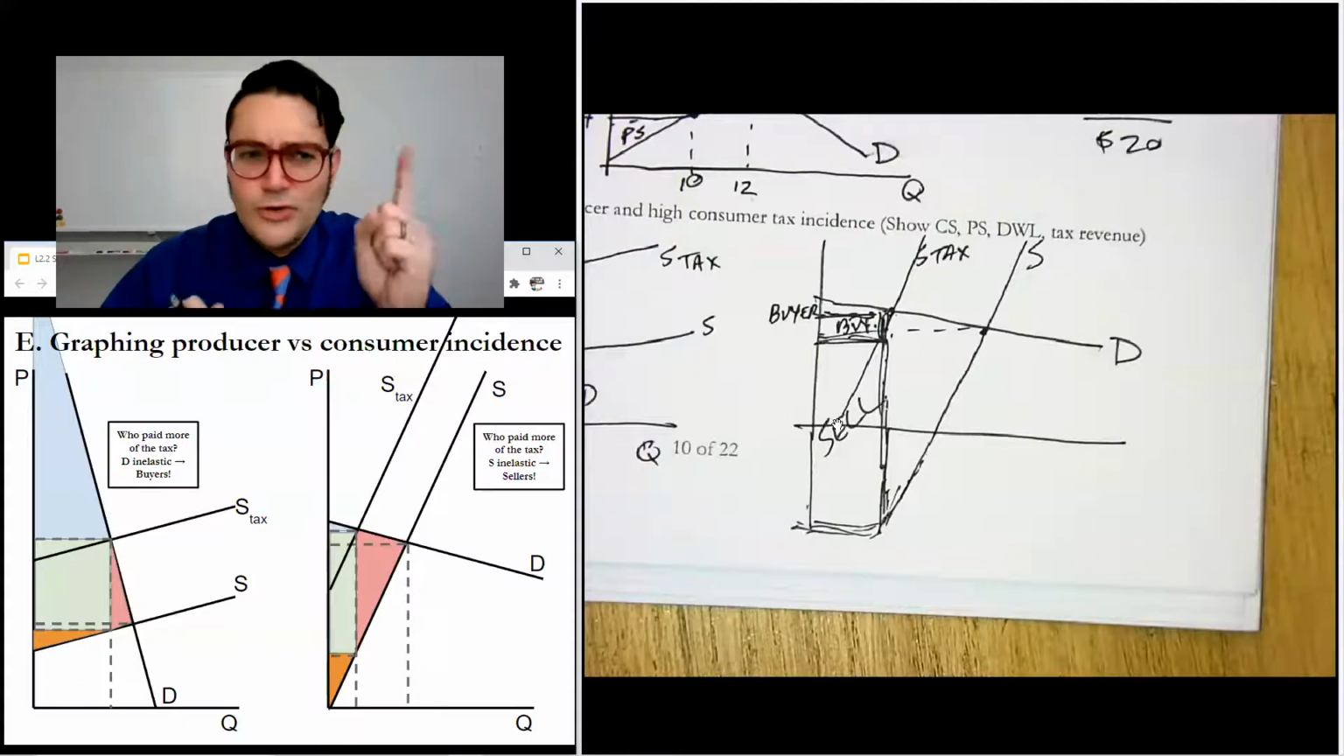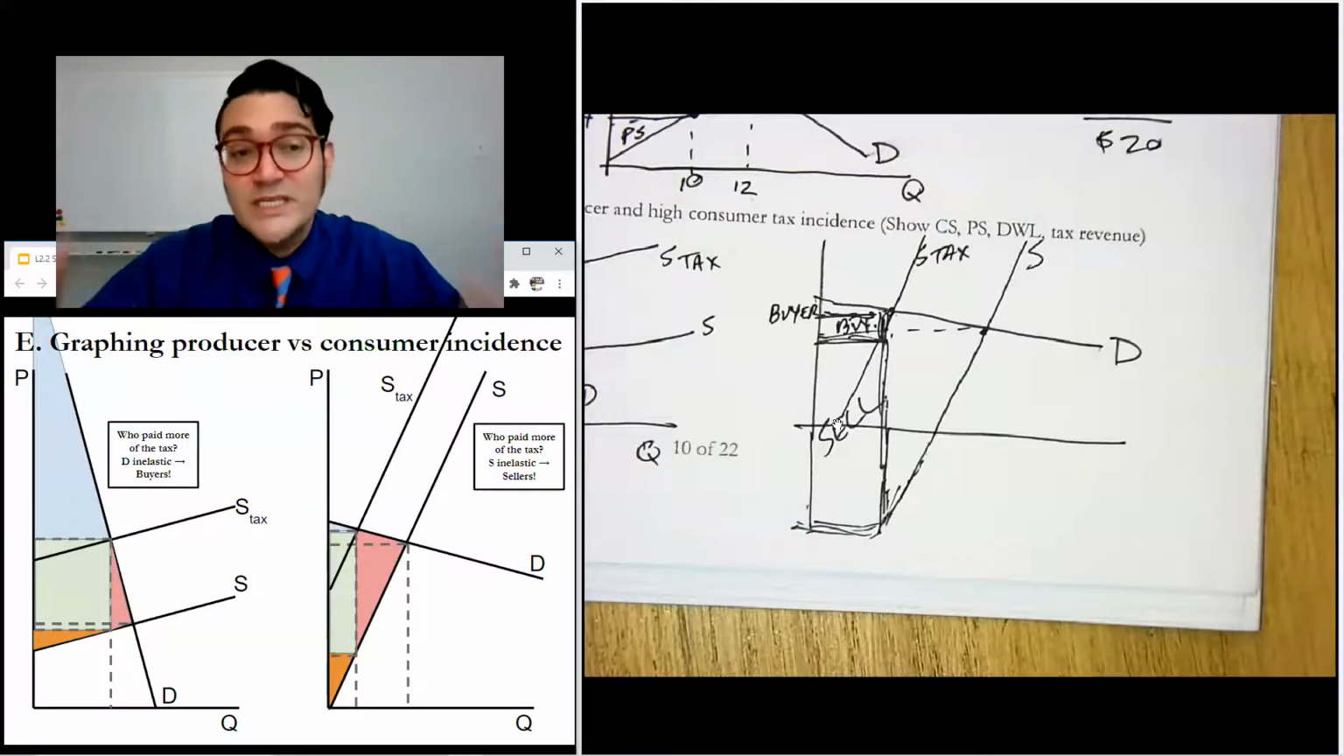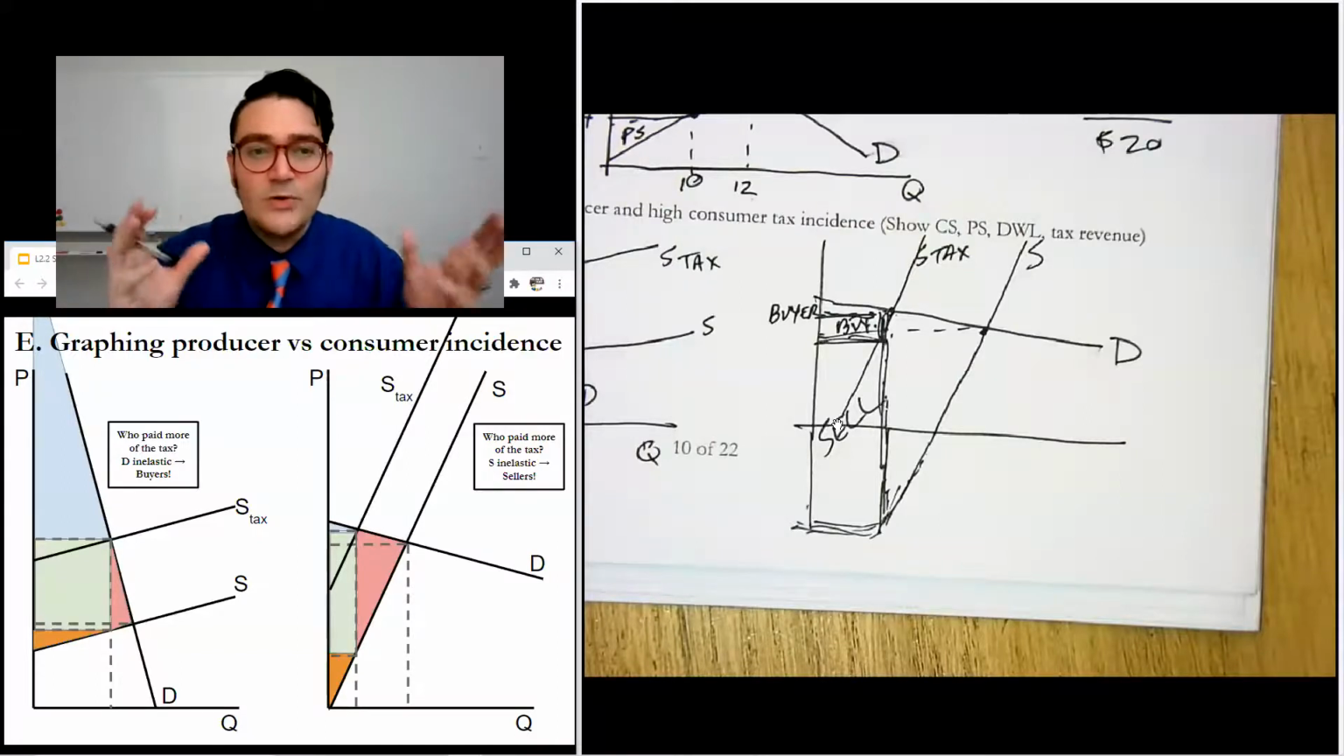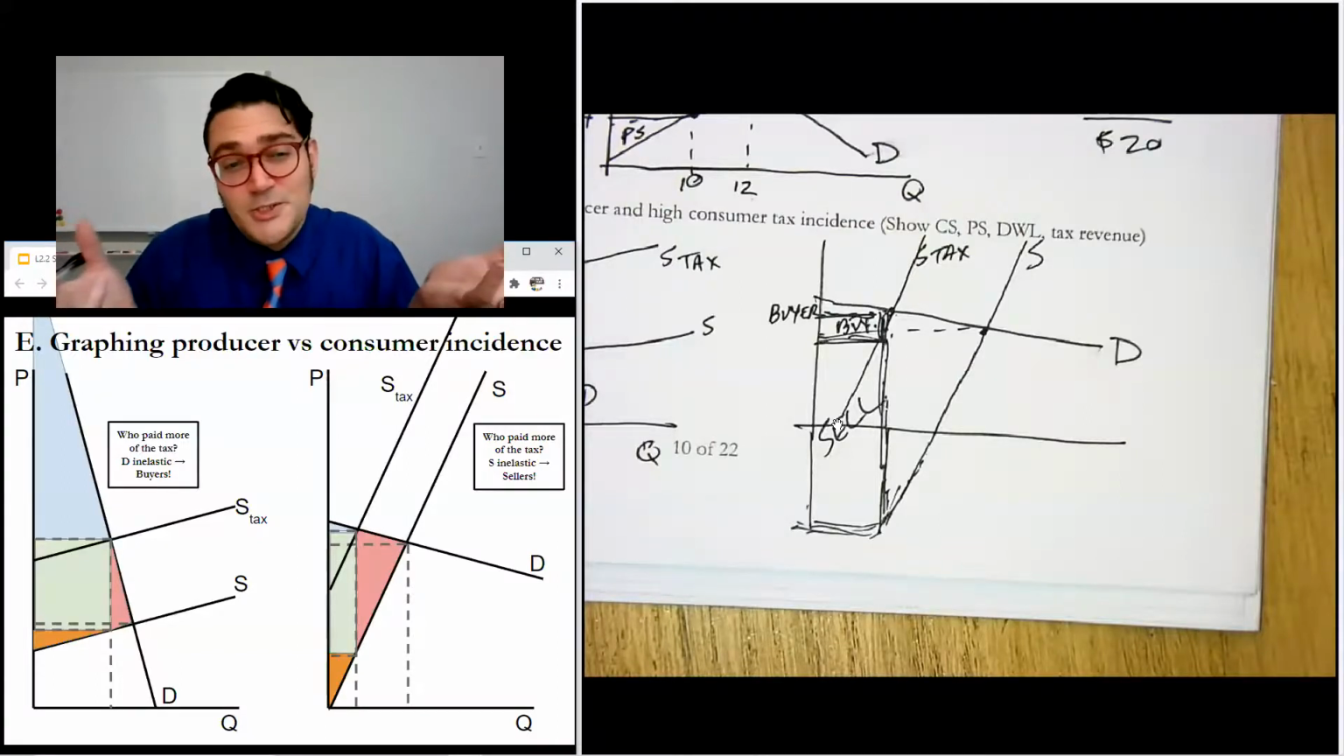Even though they're going to be like, oh, you have to pay so much more in taxes, they're going to convince you to not support it because the Cardinals and the stadium owners and people like that are the ones who actually bear the incidence of it.